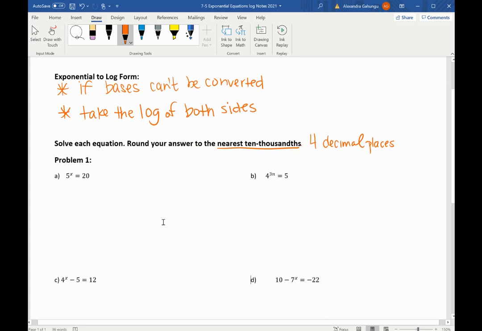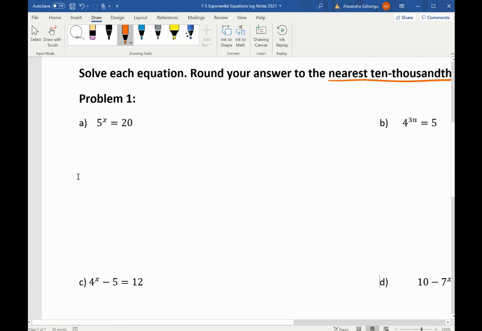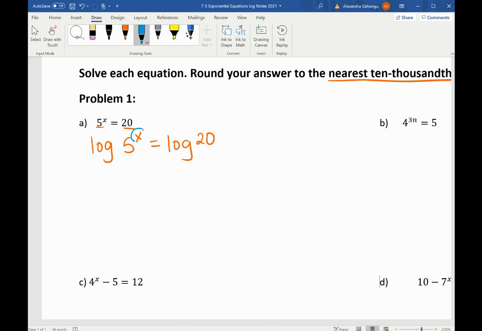Our first one we'll look at shows us that we can't go from having a base of 5 and 20 and matching those up. So what we're going to do is take the log of both sides. So when I take the log of both sides, log of 5 to the x is equal to log base 10 of 20, right? Because it's not written. Then one of my log rules is that the exponent can now be moved to the front. Now it becomes kind of like our little coefficient there. So it's now x log of 5 is equal to log of 20.